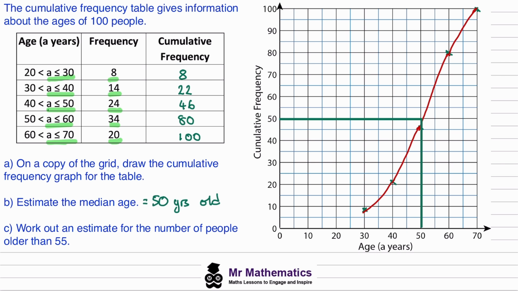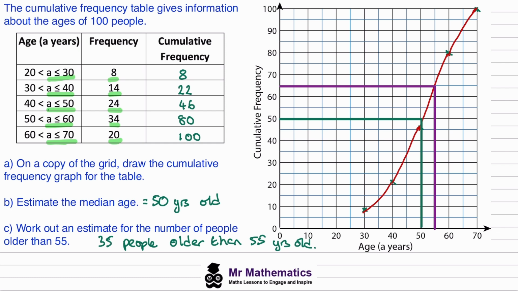And then for part C, work out an estimate for the number of people older than 55. So now we need to go from an age of 55 up to our curve, and then from our curve we can find the number of people. So all of these people are older than 55. In terms of a frequency, that will be from this point up to our maximum. So this will be 10, 20, 30, 35 people. So we'll say 35 people are older than 55 years old. Okay?